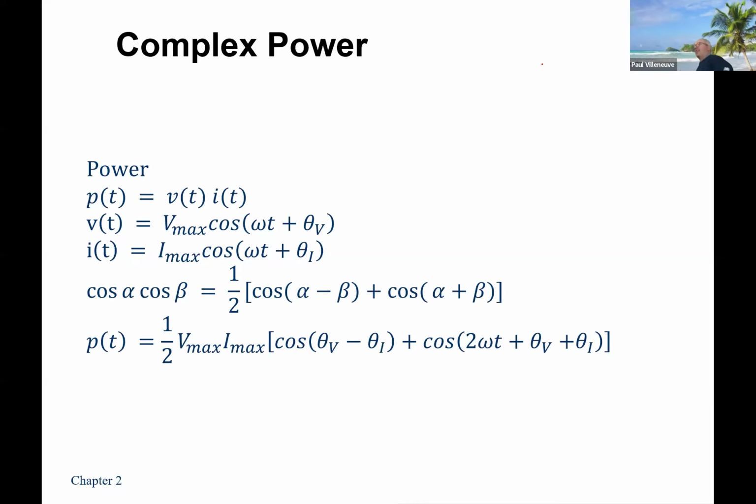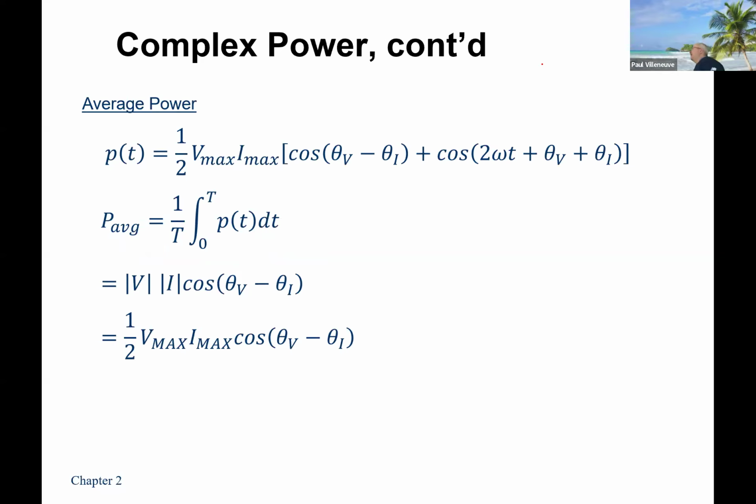I showed that trig identity there because I can never remember it. You all can remember that. That's really impressive, but it's a lot for me to keep track of. But anyway, that's the identity for cosine A times cosine B. And when I plug those in, I end up with 1/2 Vmax Imax cosine(theta_V minus theta_I) plus cosine(2 omega t plus theta_V plus theta_I). Okay, when I multiply it out, that's what I get. So at any instant in time, I can do this calculation here.